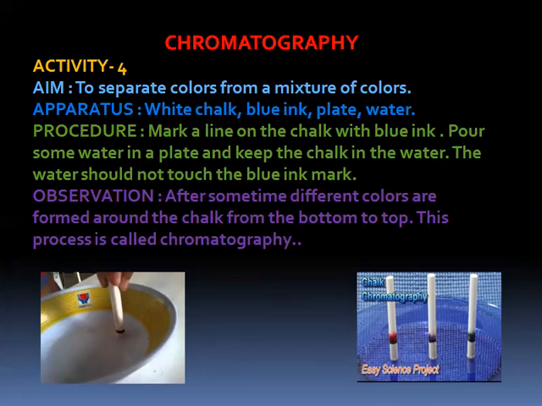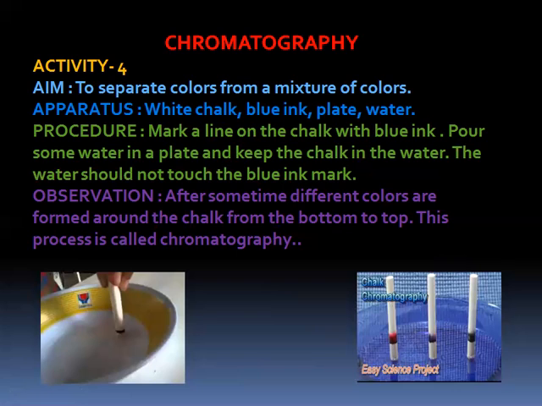Mark a line on the chalk with blue ink. So dark line, you can see the picture, how we marked it. So we have to mark it first. All the sides. Round you mark it. Then pour some water in a plate and keep the chalk in the water. The water should not touch the blue ink mark. In such a way you place it.